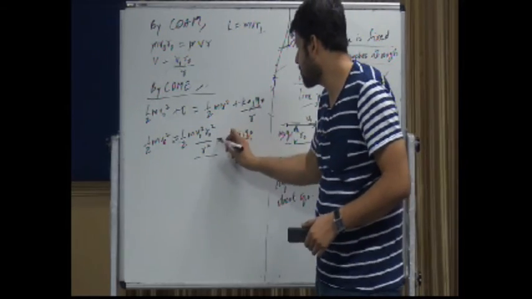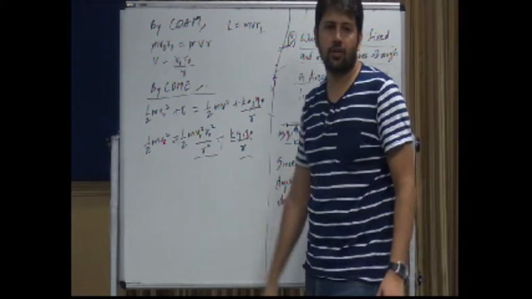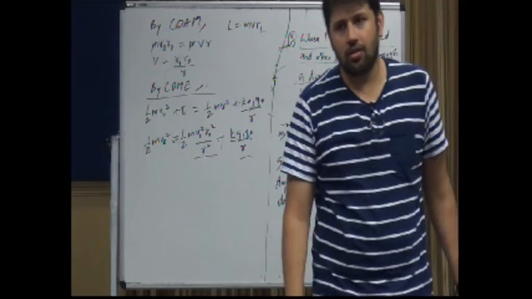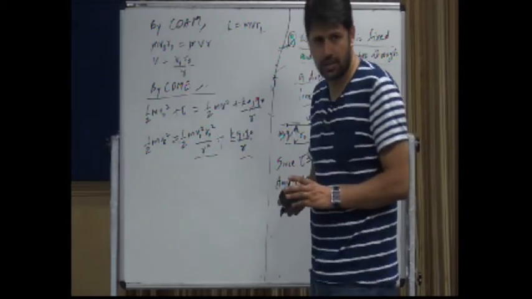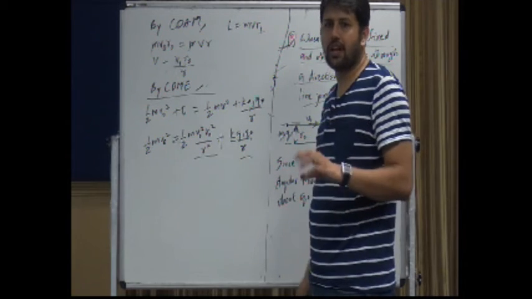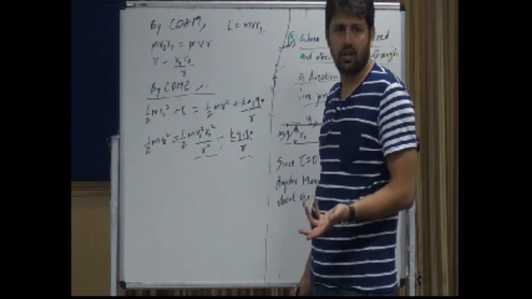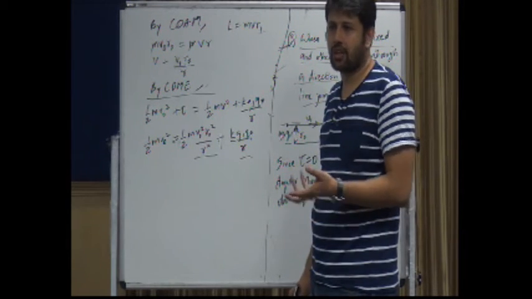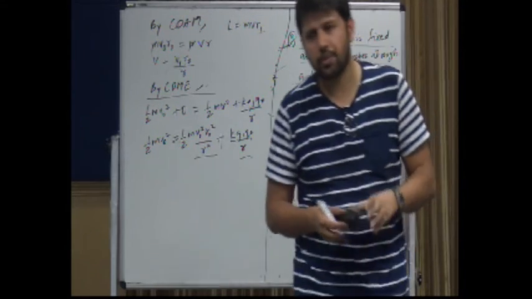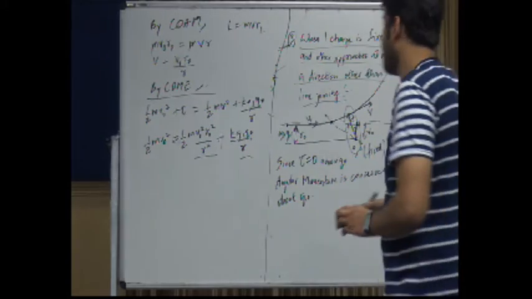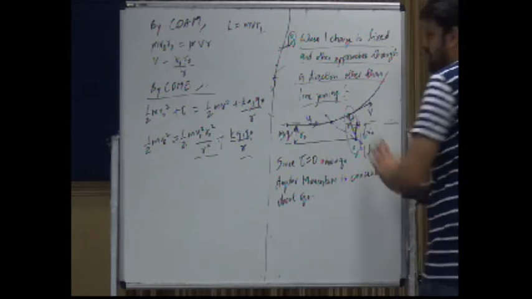Sorry, this is plus sign. This would give you a quadratic equation in R, which can be solved to find roots. So there would be two roots, out of which one root would be negative, and one root would be positive. For one, the distance would be negative. So the positive root gives the final distance, the closest distance actually, the minimum distance.